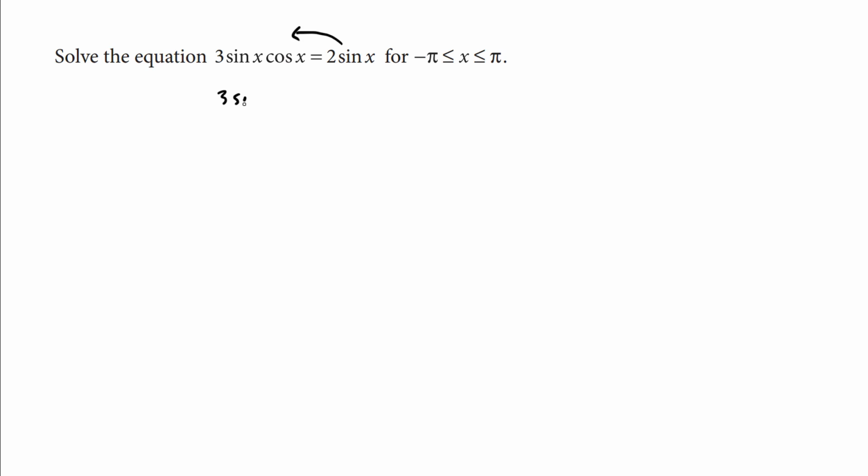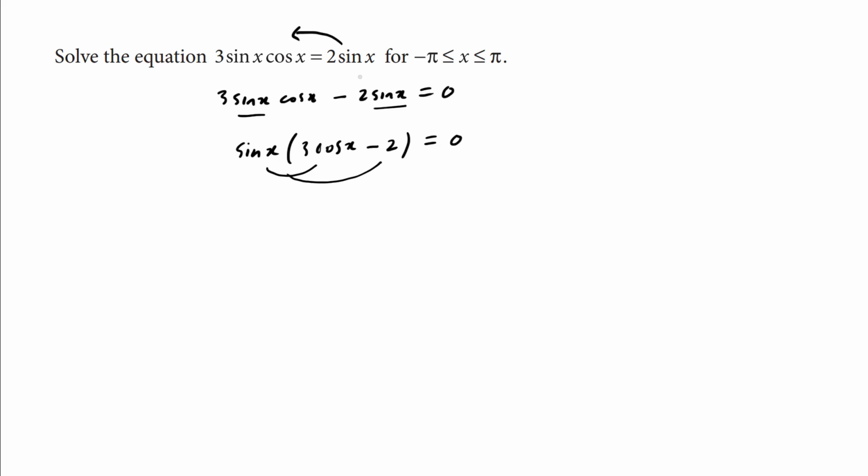So we have 3 sine x cos x take away 2 sine x equals 0. And we're going to factor out the sine x. So we have sine x times (3 cos x minus 2) is equal to 0. This times this times this indeed reproduces the line above. And so therefore, what times what is 0?